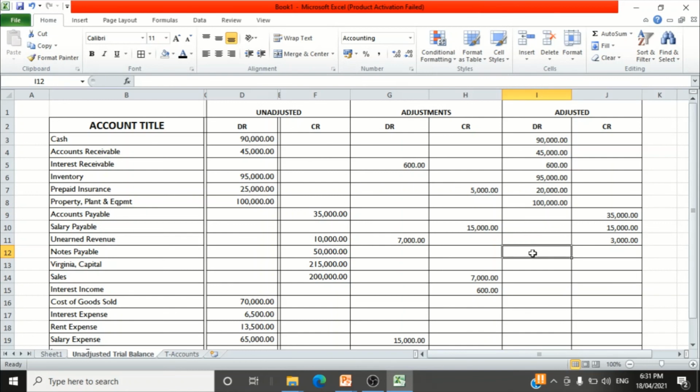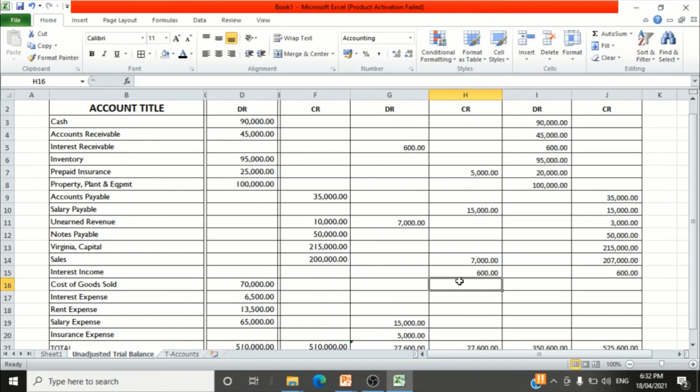For the notes payable, it remains the same. That should be under the credit column, 50,000, and then the capital remains the same at 215,000. Sales, so there is an increase in sales of 7,000, so that should be 200,000 plus 7,000, so that's 207,000. And then we have interest income credited. Alright, so 600. Now let's move to the cost of goods sold. It remains the same, 70,000.